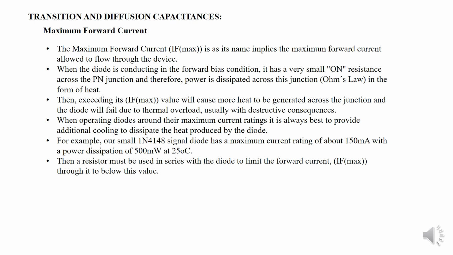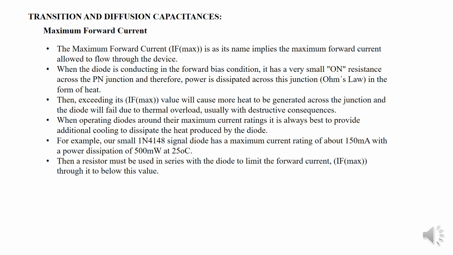And also, when operating diodes around their maximum current ratings, it is always best to provide additional cooling to dissipate the heat produced by the diode. For example, taking the small diode 1N4148, the single diode has a maximum current rating of about 150 milliamperes with a power dissipation of 500 milliwatts at 25 degrees Celsius. And also a resistance must be used in series with the diode to limit the forward current to be below this value.